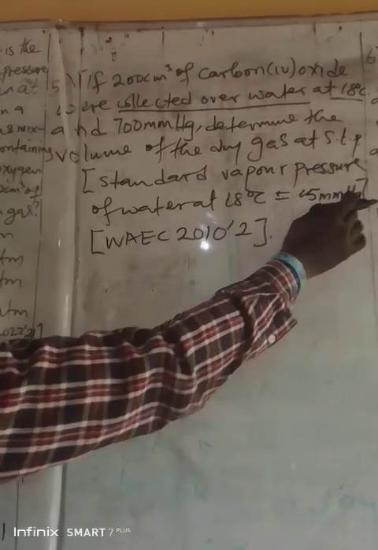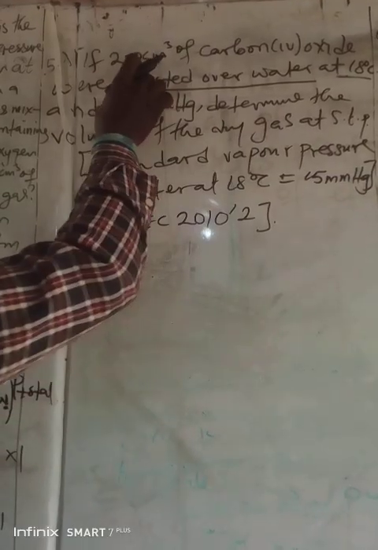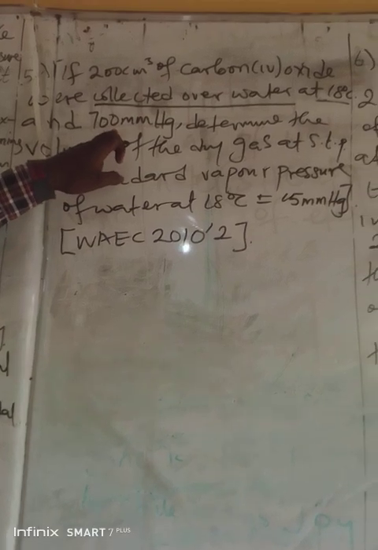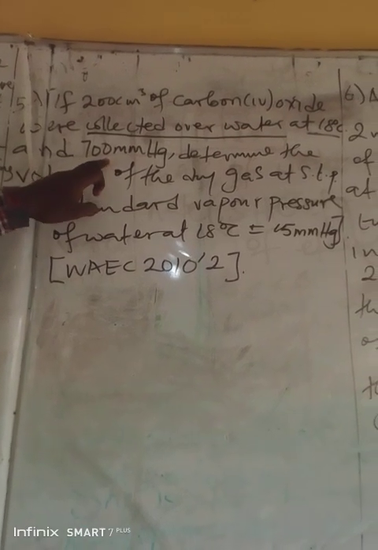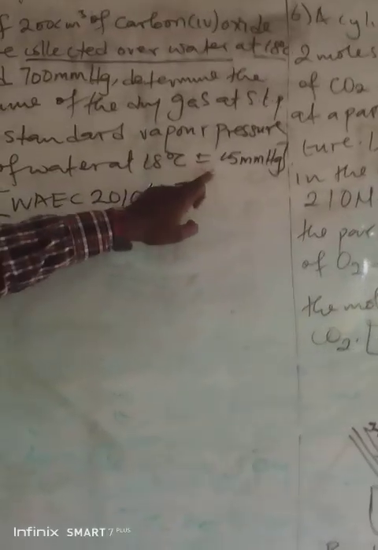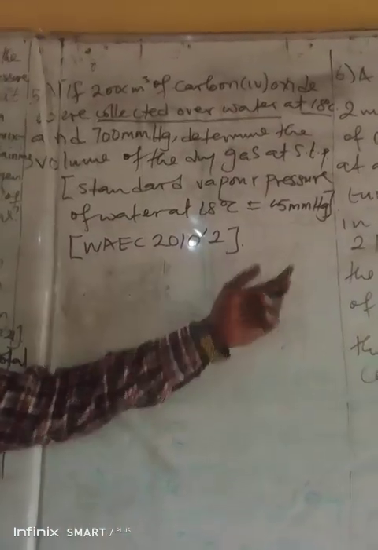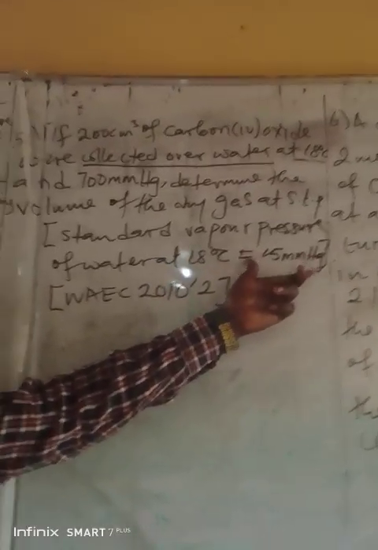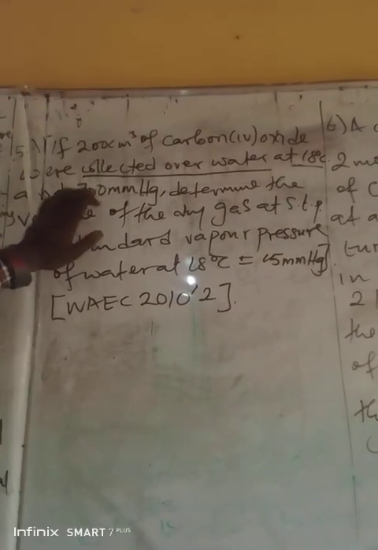So it's what? 15. So you will take away this 15 from the pressure given to you, because that pressure given to you now is P total, like this. And this saturated vapor pressure is PSVP. Are we there now? Always take away this 15 millimeter mercury from this 700 given to you. Are we together now?